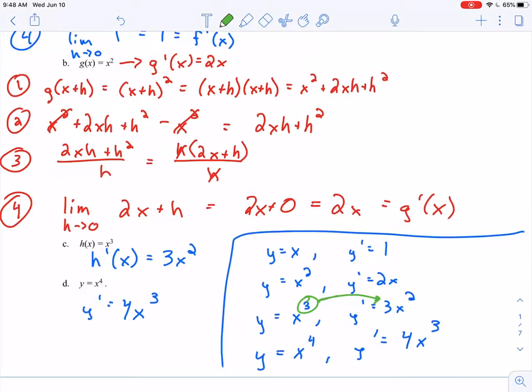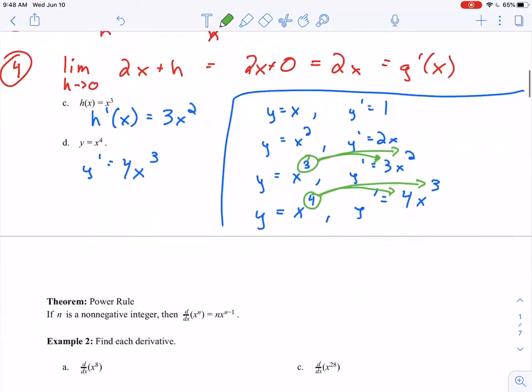And then I look, okay, well, what happens to my exponent? My exponent changes. It goes down to a 2. 4 right here, that becomes my coefficient, and my exponent gets bumped down to a 3. So hopefully we're starting to see this pattern here, and this pattern is not purely a coincidence, luckily for us. It is the power rule.